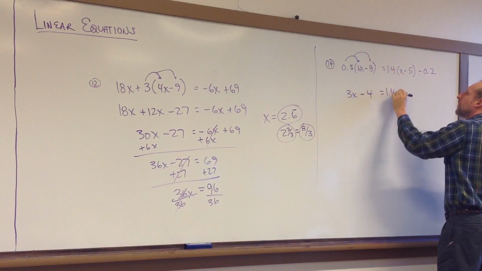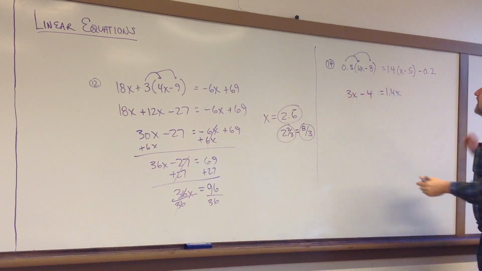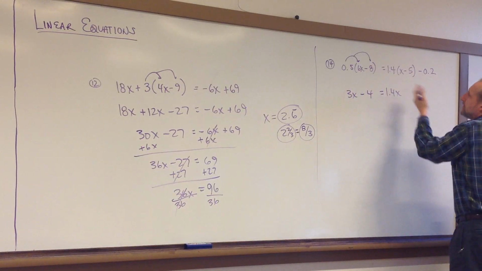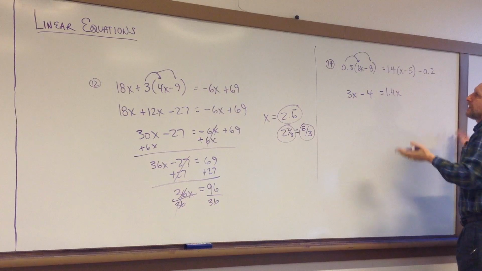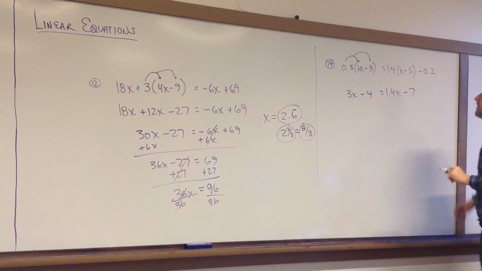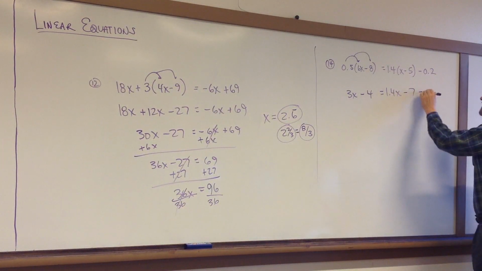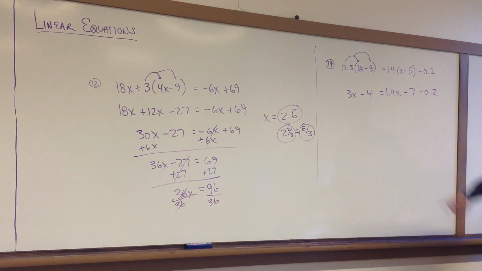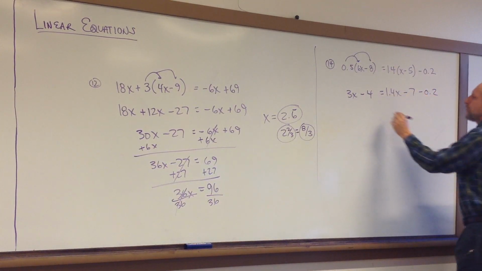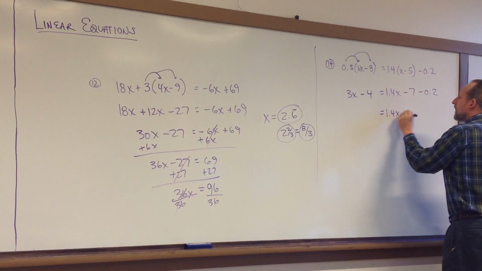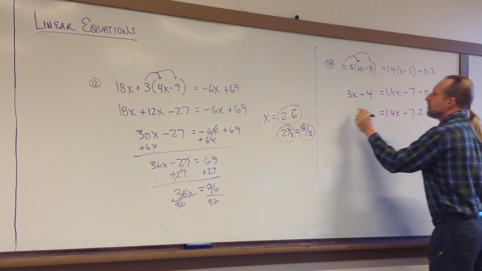Here, 1.4x. 1.4 times 5, you've got a calculator, and you don't necessarily have to do it on a calculator, but if you want to, you can. It'll come out to be 7. And then we'll leave this minus 0.2 there. Now, the minus 7 and the minus 0.2 are going to combine to give you negative 7.2.